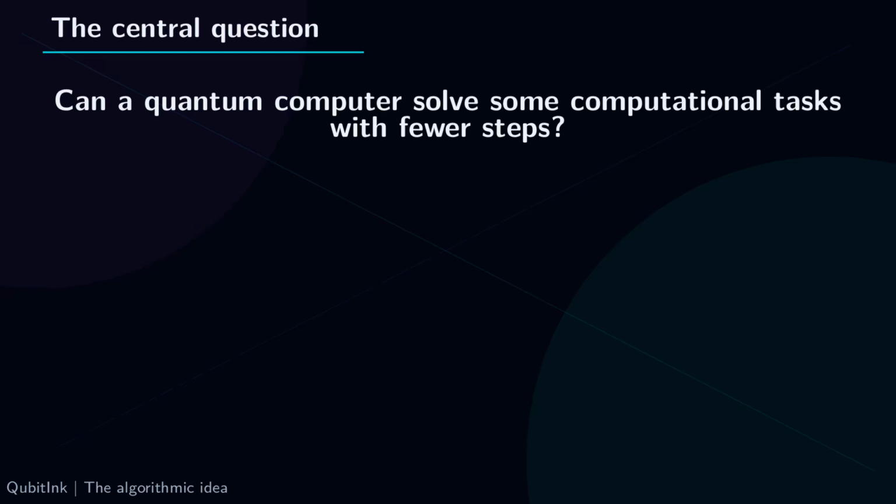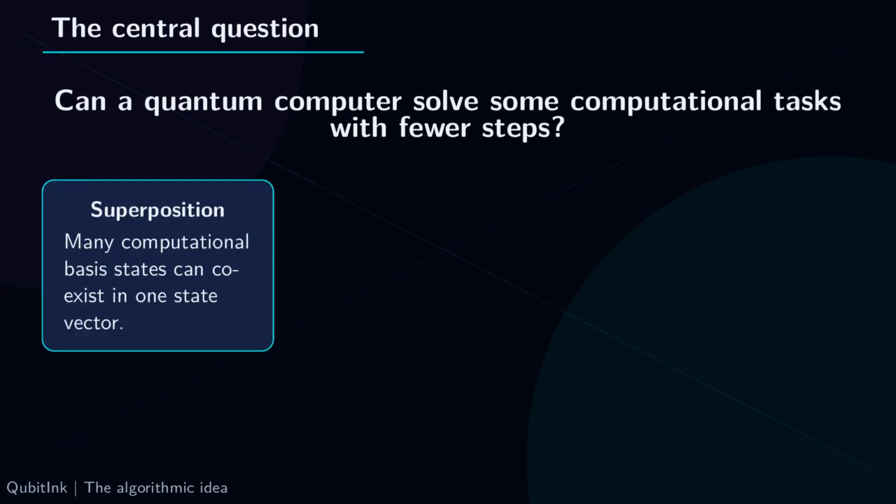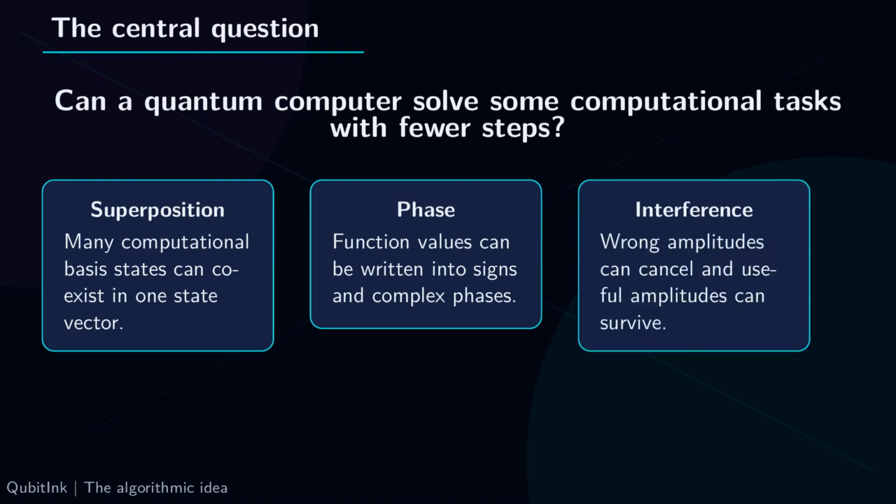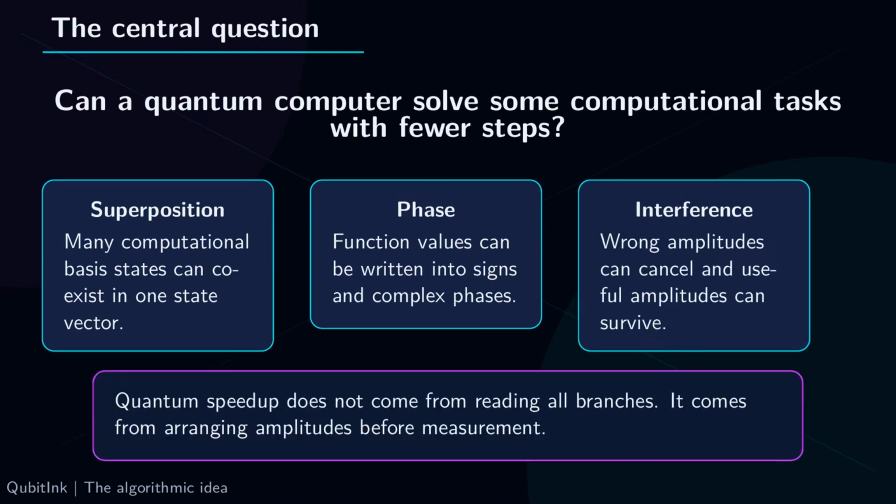The central question is whether a quantum computer can solve some computational tasks with fewer steps. The slide gives the three ingredients: superposition, phase, and interference. Superposition means that a state vector can contain many computational basis states at the same time. Phase means that information can be stored not only in probabilities, but also in signs and complex phases. Interference is the crucial step. Amplitudes can cancel or reinforce. Quantum speedup comes from controlling this interference before measurement, not from directly reading every computational branch.